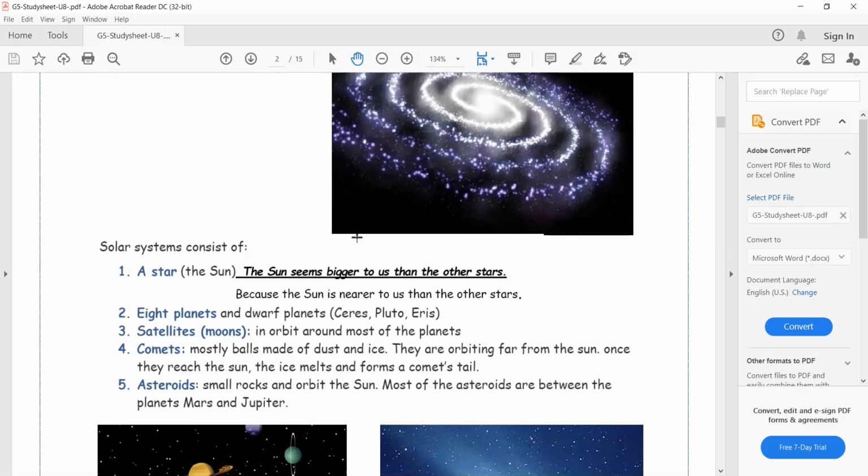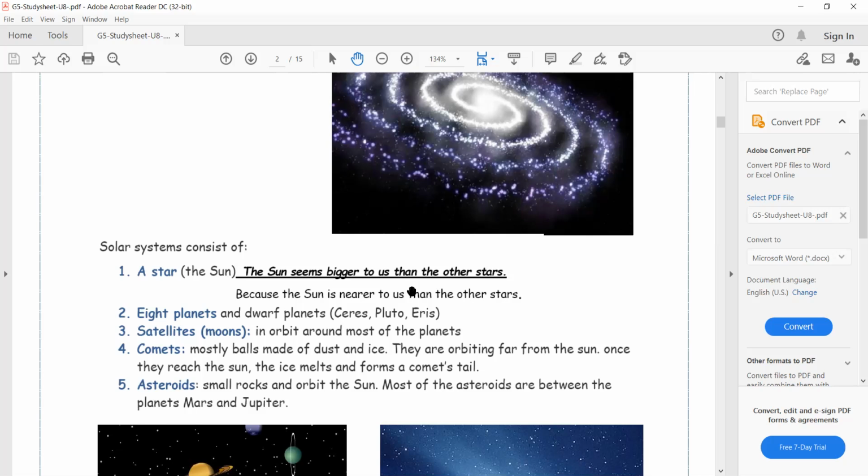Let's talk about our solar system. Our solar system consists of, first, a star. In our solar system, this star is called the sun. The sun seems bigger to us than the other stars because it is nearer to us. The other stars appear like small dots in the sky and cannot be seen in the day. Some of them, in real size, are very large, larger than the sun, some are smaller, but they appear small because they are very far away from us, and the sun is the nearer star to us.